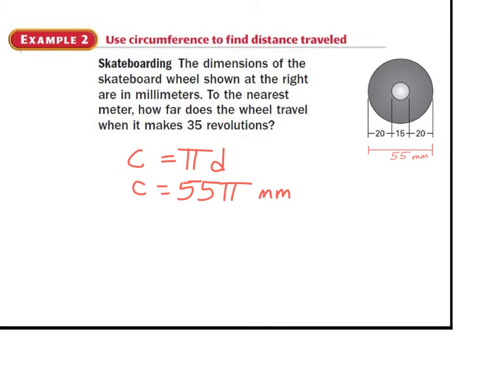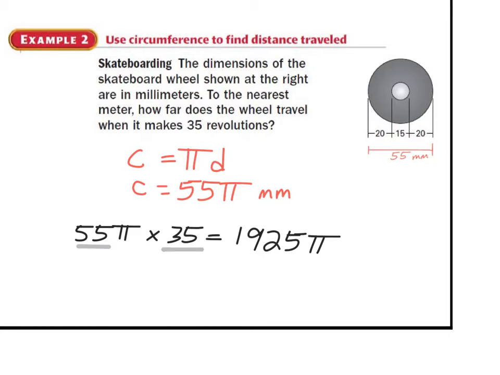Okay. How far does a wheel travel when it makes 35 revolutions? What do I do to figure that out? Multiply by 35. So 55 pi times 35. Still, we are not going to multiply the pi. You're just going to tack it on the end. Just multiply the normal numbers here. So you're just going to multiply the 55 and the 35. How many pi's is that? Right? So 1,925 pi millimeters.